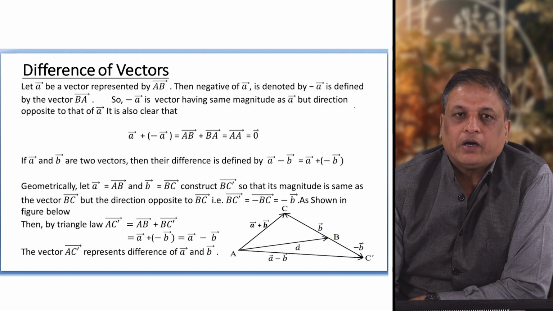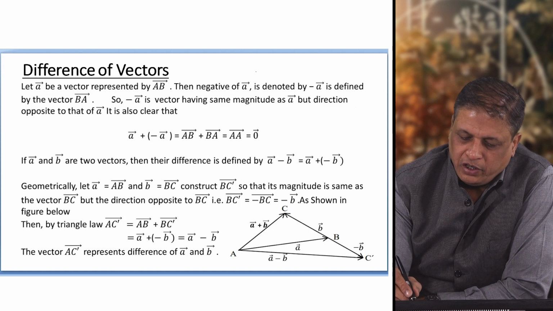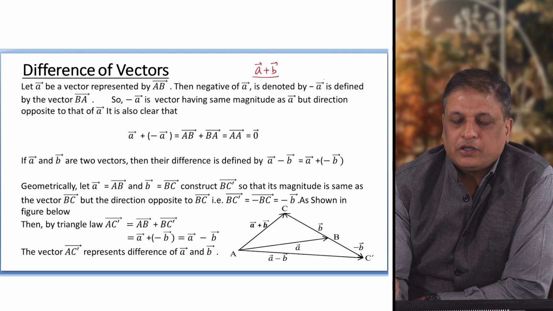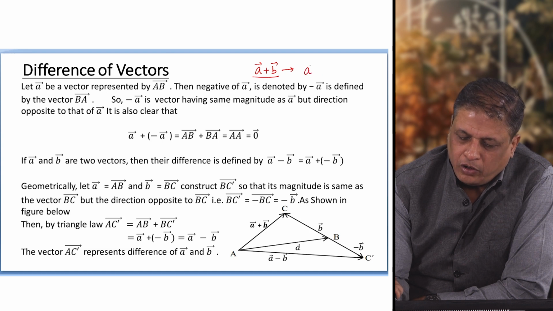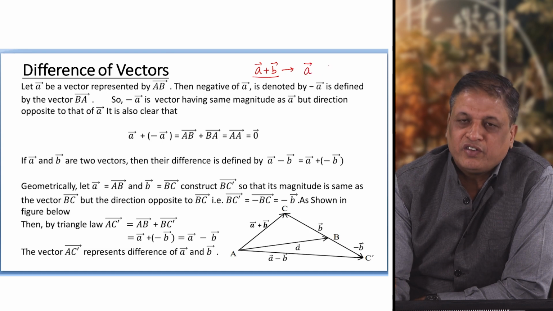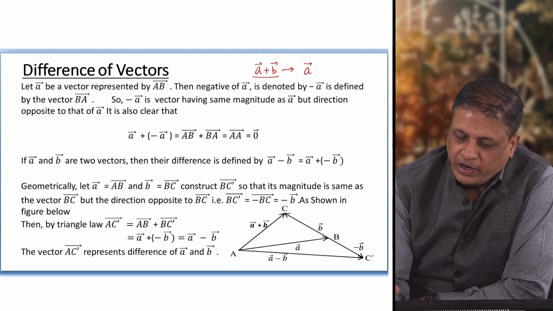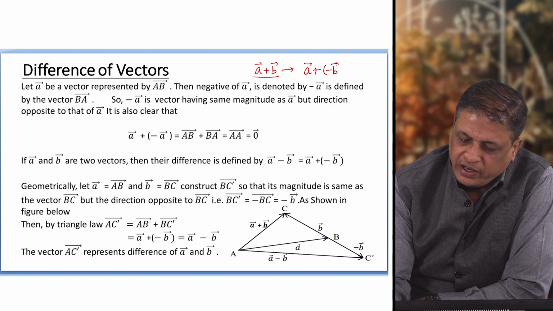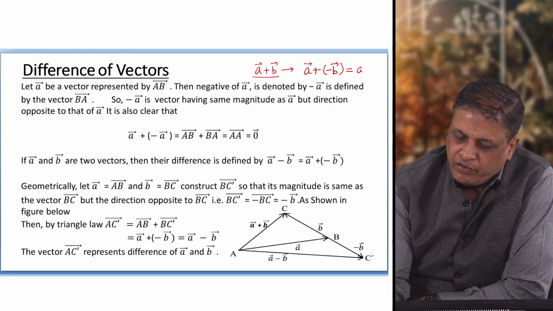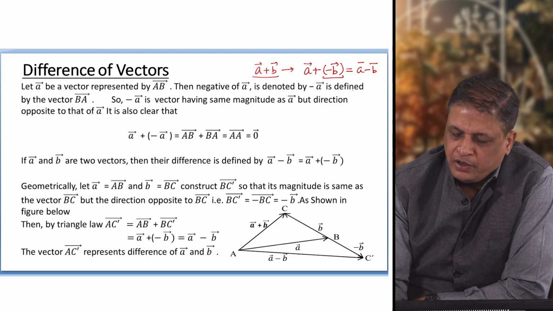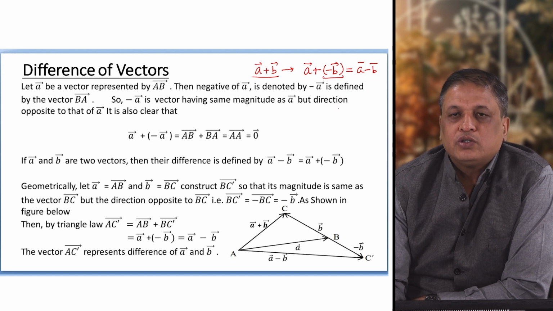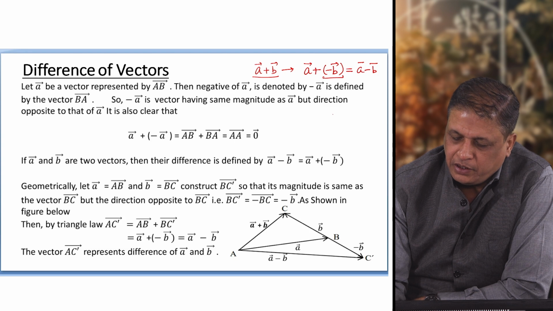Now, one more important concept is the difference of vectors. We learned a vector plus b vector, that is the addition of vectors. But the difference of vectors can always be represented in terms of the sum of vectors. We can write a plus minus b, which is a vector minus b vector. Then what is minus b vector? Minus b vector is a vector whose direction is opposite to the direction of b.